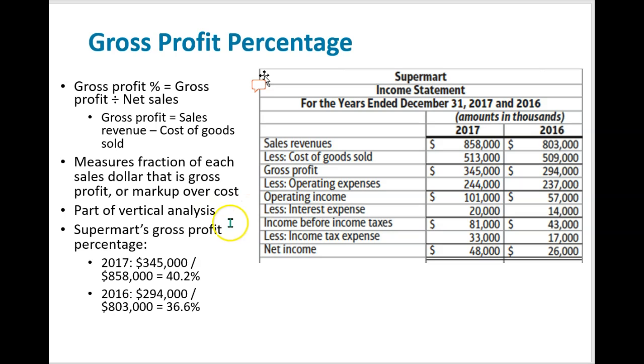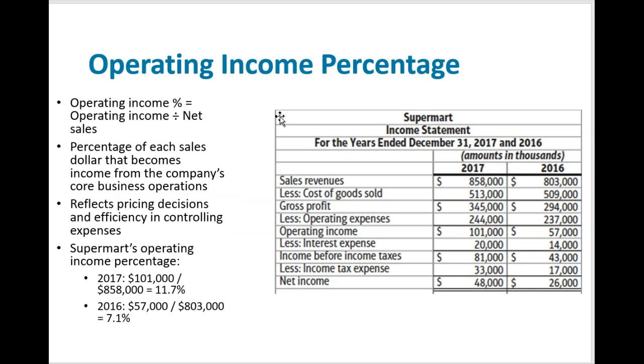This is part of vertical analysis. But it's a key number, and you can compare yourself to the gross profit percentage in similar industries too, and use that as a benchmark to see where you are. Operating income percentage, same type of thing: operating income divided by net sales. So for every dollar of sales that I have, how much ends up in operating income? Operating income 101.